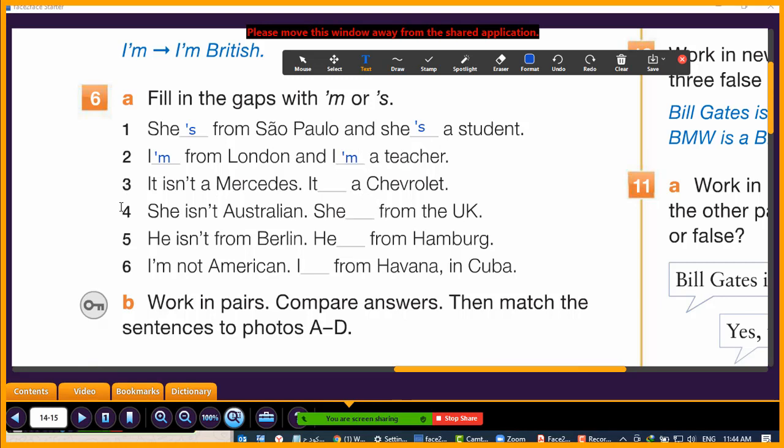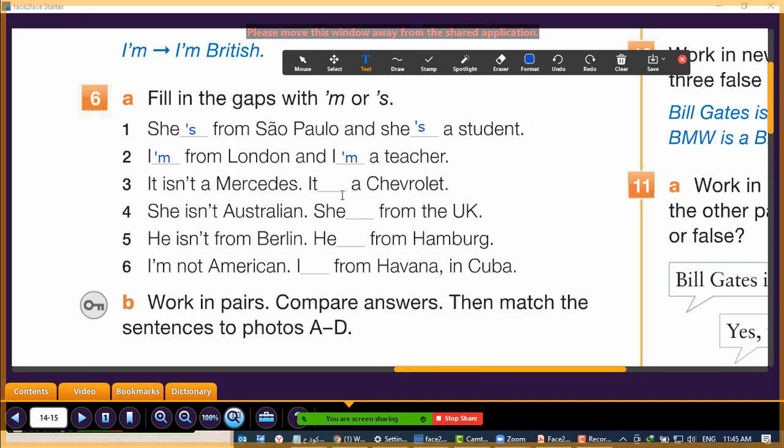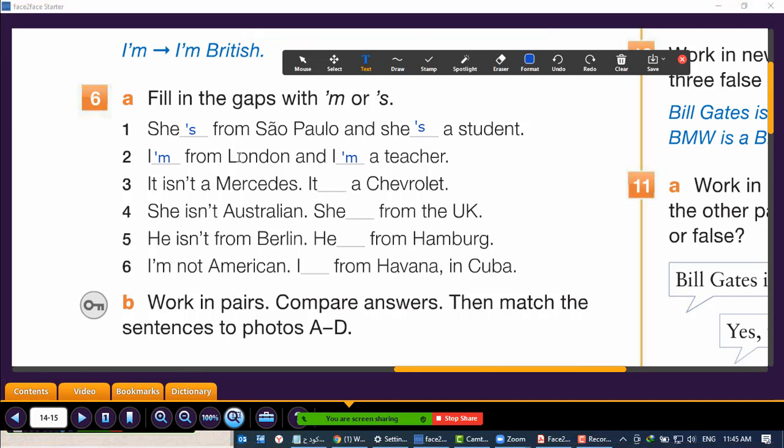Now 3, 4, 5, 6. One minute. Finish. After that we check. Okay, teacher, what's the meaning of contraction? Contraction, apostrophe. Apostrophe, yes.